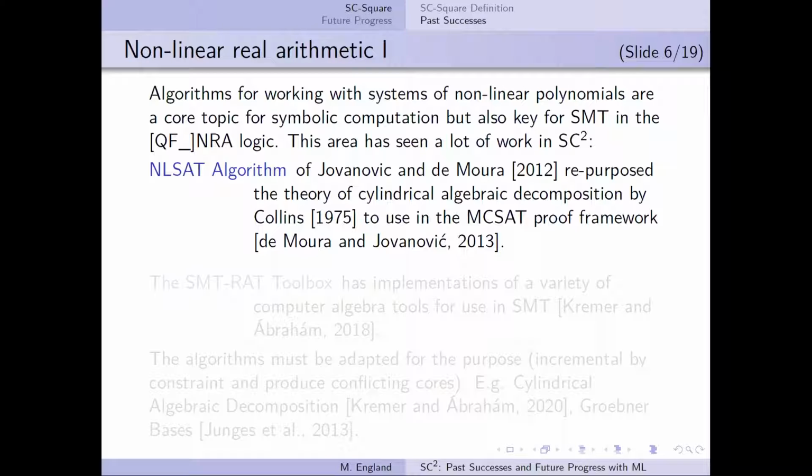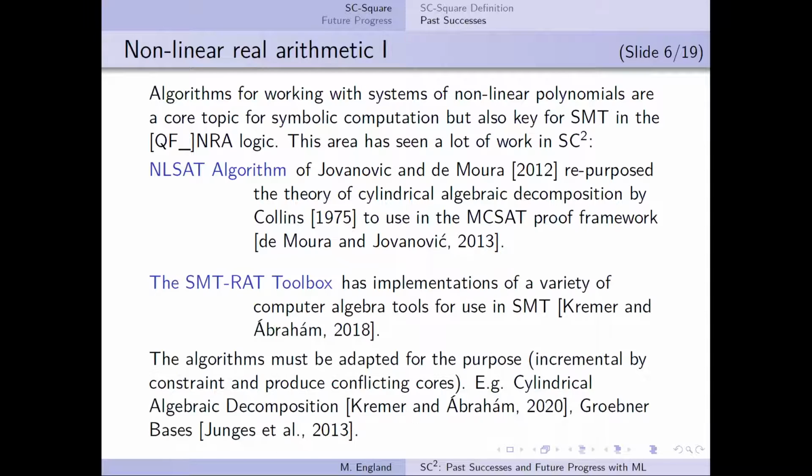This is not simply re-implemented. This is really a new algorithm that used some of the same theorems to justify its correctness. But the NLSAT algorithm does not produce cylindrical algebraic decompositions. Rather, it uses some of that theory to help search for satisfiable solutions.